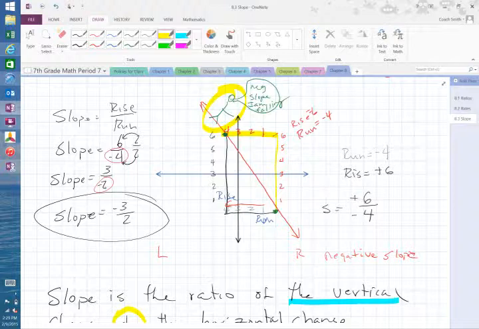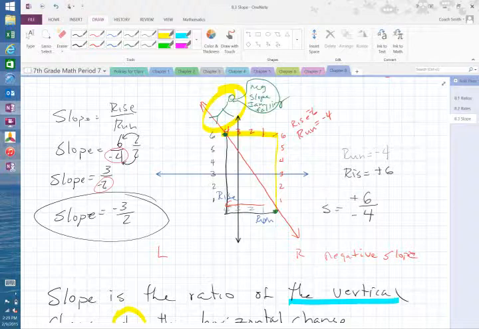3 over 4. Is it a negative slope or positive slope? Nope. Positive. Put the little stick figure on the far left. Is he walking uphill? Is she walking uphill? Okay. 3 over 4 is the slope there.